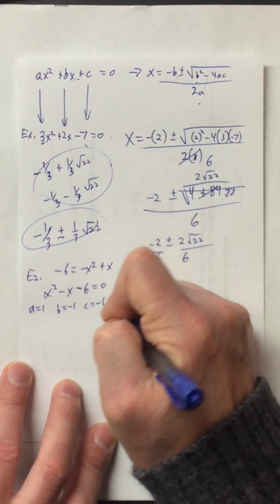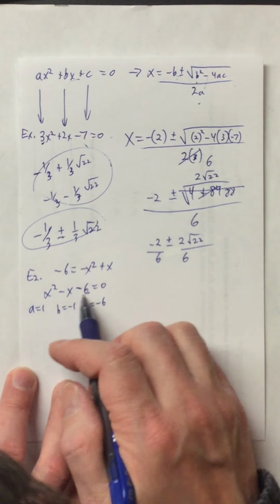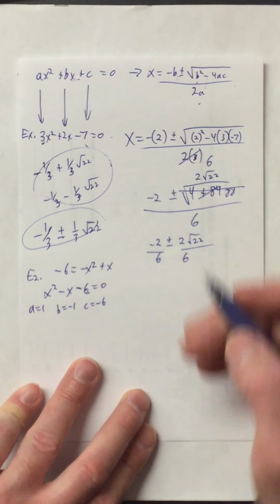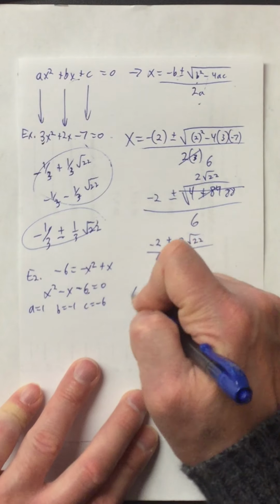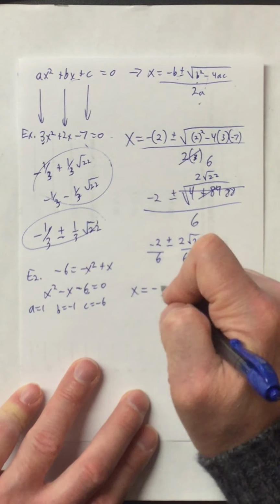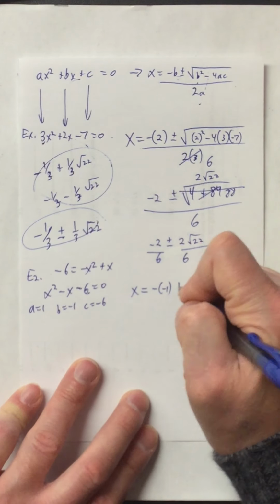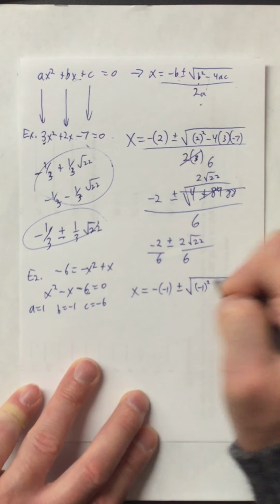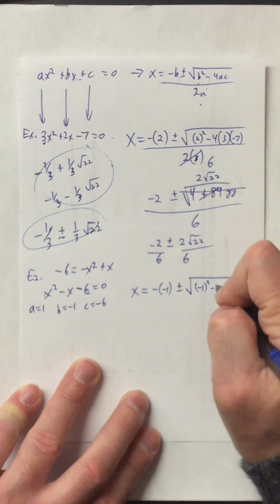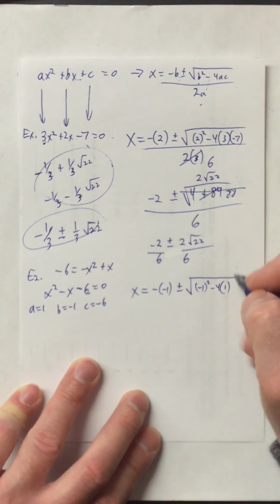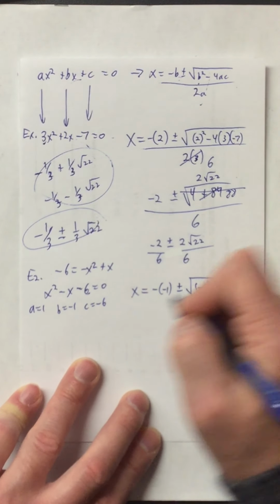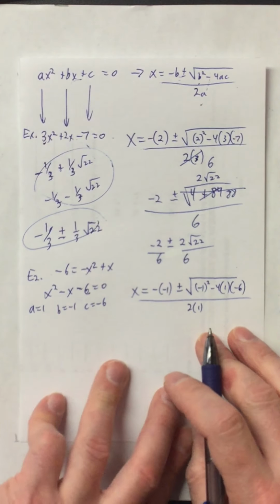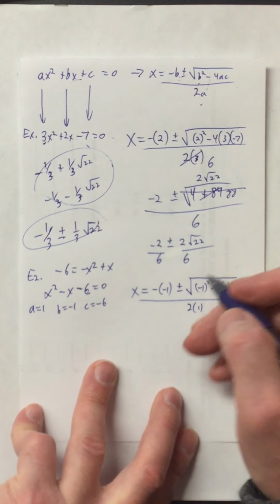And my c is equal to -6, as you can see there in my 3 spots. The ones are understood. All right, if I plug that into my quadratic equation, x is equal to -1 plus or minus the square root of -1 squared for my b value, minus 4, my a value is 1, my c value is -6, over top of 2, my a value is 1. Okay, got it all plugged in there, and now we solve.